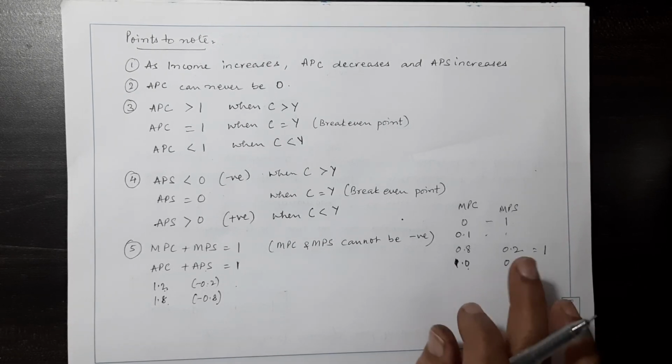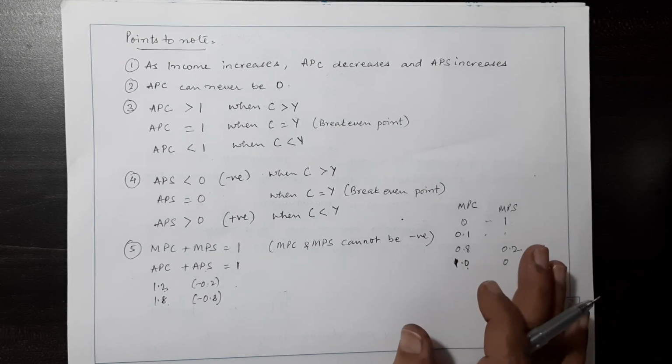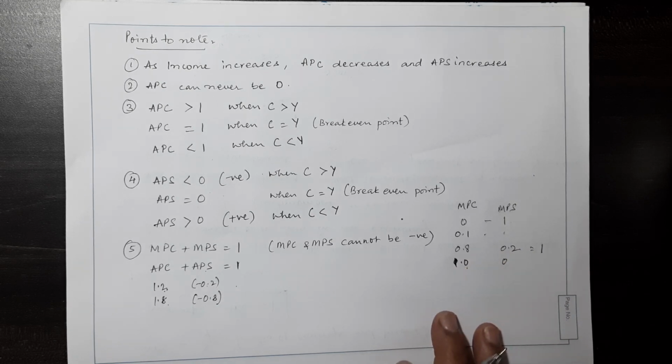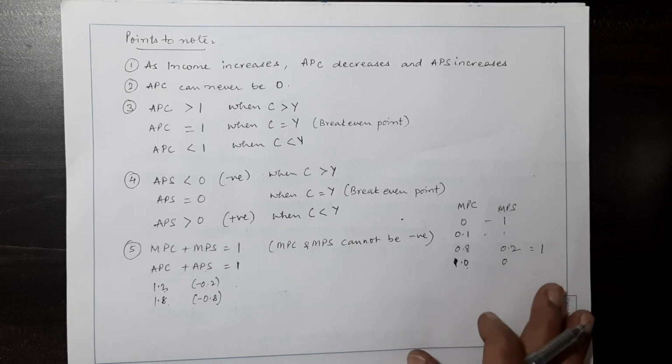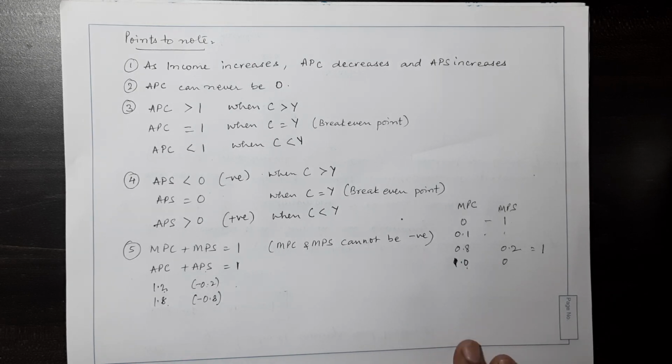Another explanation that can be given for why MPC cannot be negative is that as income increases, consumption cannot decrease, because autonomous consumption is there, no? And similarly, MPS cannot be negative because as income increases, savings also cannot decrease. Savings will increase with increase in income.